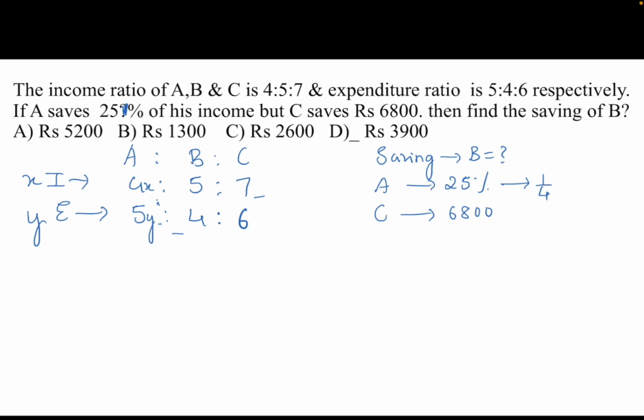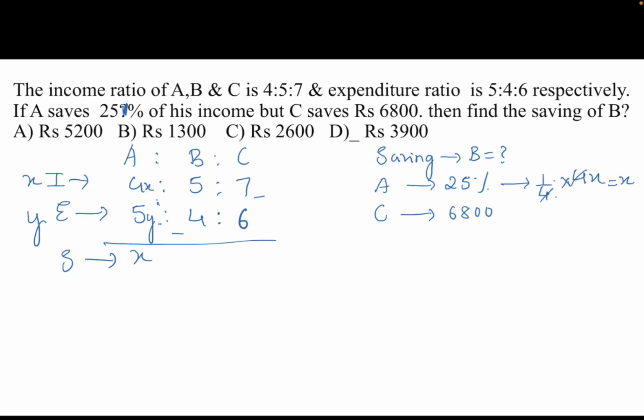Income of A is how much? 4x. So he is saying 1/4 part of 4x. 4 cancels, that means A is saving x. Okay, A's saving is how much? x.